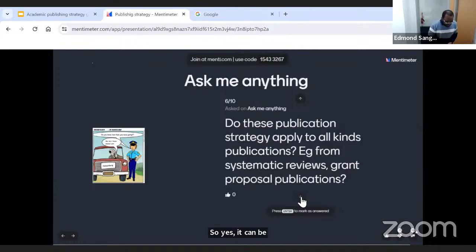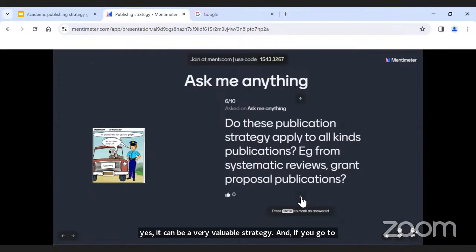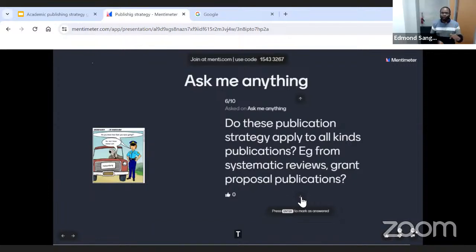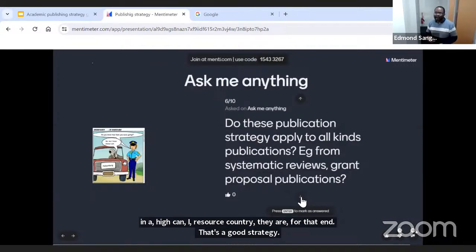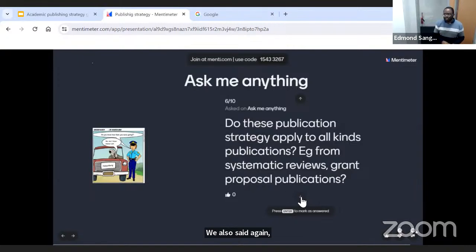And if you go to the TWAS website, they have grants available for those people who want to make that kind of decision to move from a high resource to a low resource country. There are grants specific for that, and that's a good strategy. The Royal Society, again, has grants for that. The Wellcome Trust has grants for that. So that's a good strategy that someone can adopt, really.